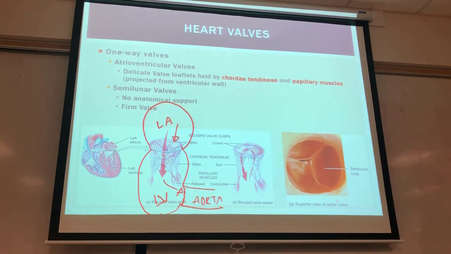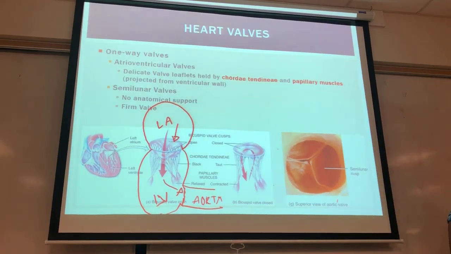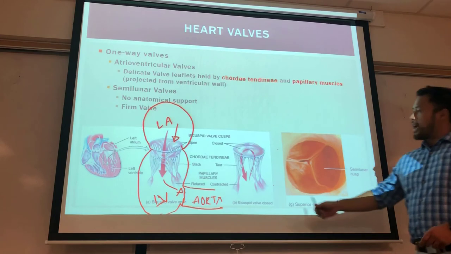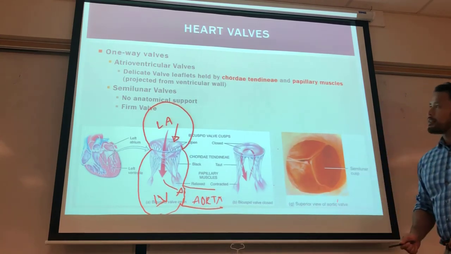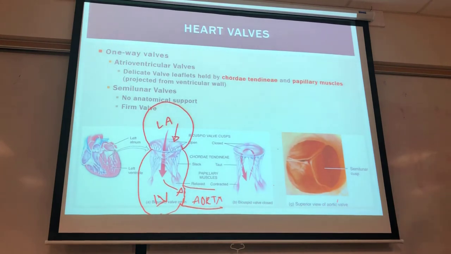Now, looking at the semilunar valves, both our pulmonary valve as well as our aortic valve, they actually don't have any anatomical support, meaning they don't have the papillary muscles, they don't have the chordae tendinae to hold it back in place. But due to that lack of anatomical structures, the semilunar valves are typically the ones that need to be replaced more often, specifically the aortic valve.